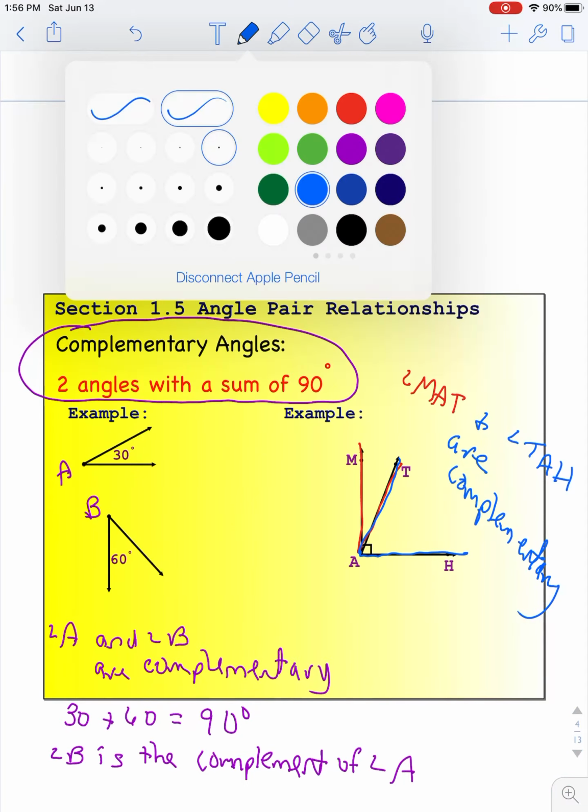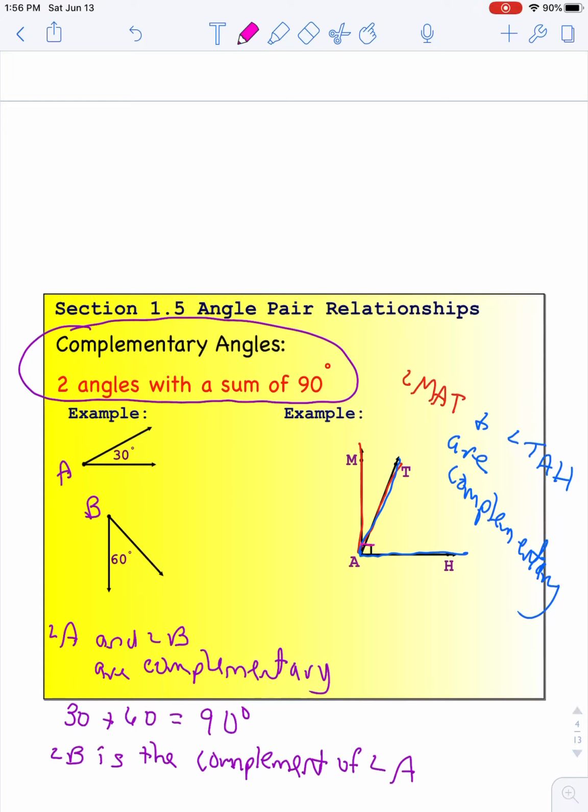And how do I know that? Well, here's the key. We can see this marking right here. That is the marking for a right angle. That marking means right angle, which equals 90 degrees. So angle MAH is 90 degrees.